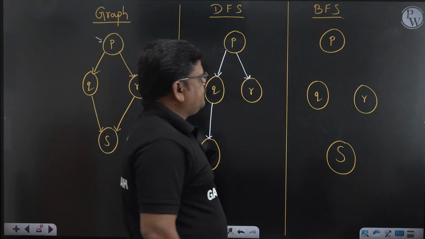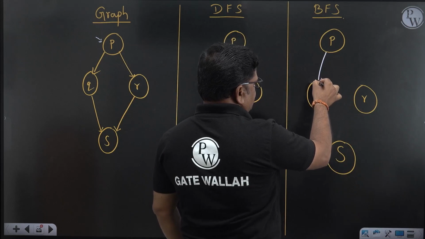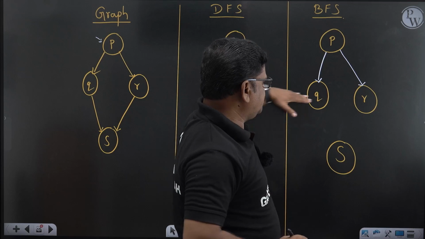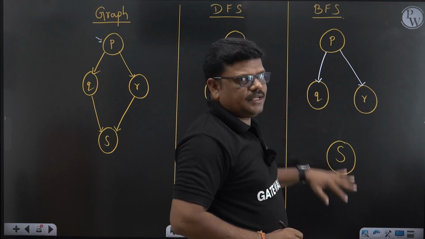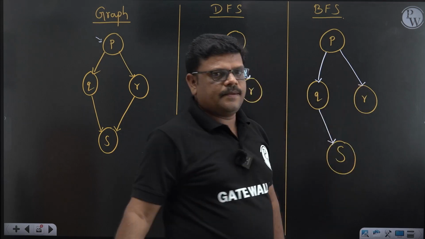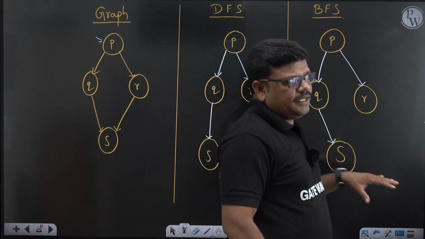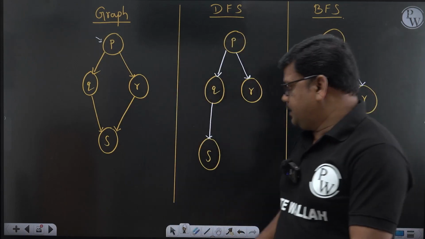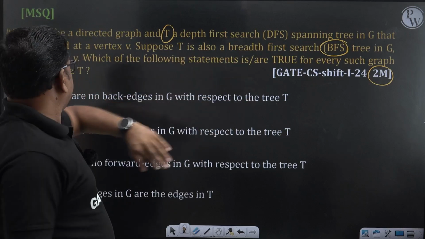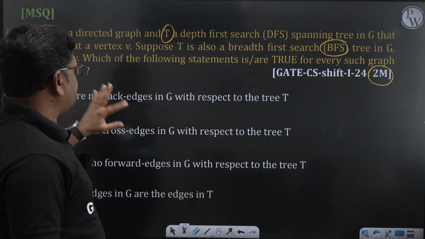Then go for the BFS, breadth first search. So, this one, then we execute all these, then for the next level, then 3 edges, the spanning tree. Are we getting the same? So, DFS spanning tree and BFS spanning tree are the same. Right. So, this is what he has asked here. T is a DFS spanning tree. Suppose T is also a BFS spanning tree, then which of the following is true?